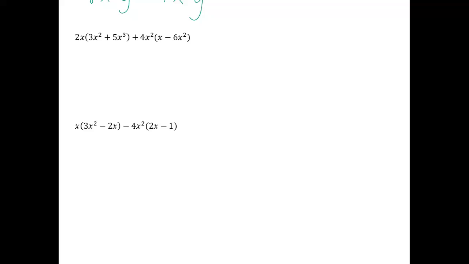And then we drop down to multiplication and division next. No division yet, luckily, but we do need to multiply before we do any adding and subtracting. So really, this is just a bigger, badder problem of the first two. We're going to distribute in each of those first two. So we'll get 6x cubed plus 10x to the fourth plus 4x cubed minus 24x to the fourth.